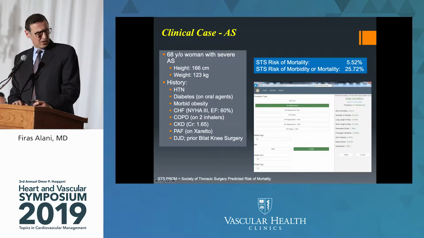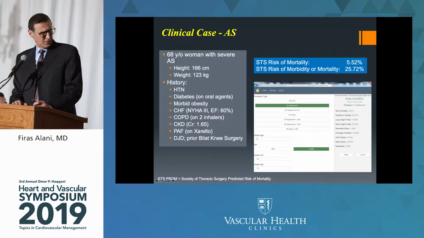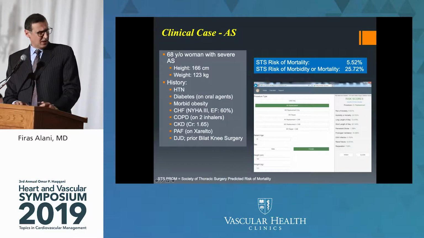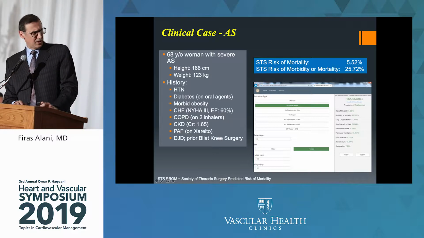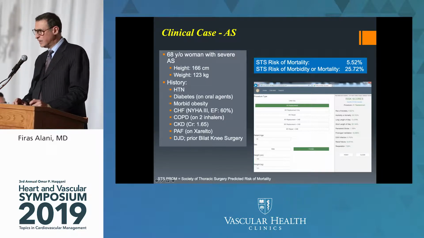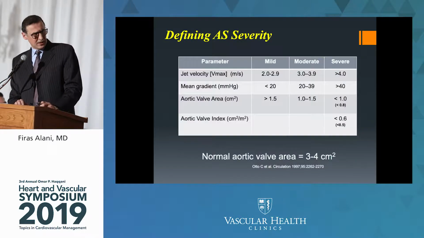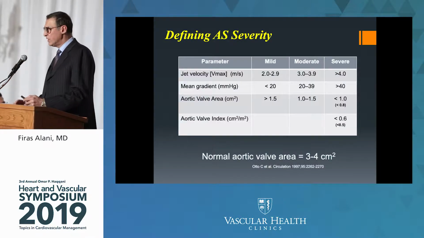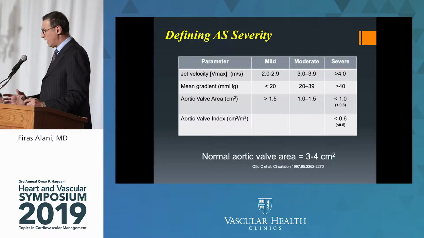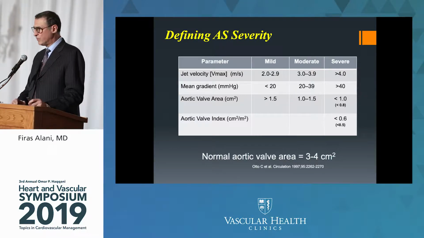When we deal with aortic stenosis patients, this is one of my patients, a 68-year-old female with severe AS. You can see the height and the weight. Past medical history is significant for hypertension, diabetes, morbid obesity, congestive heart failure, the whole laundry list of what we see in these patients. We normally calculate their score based on the Society of Thoracic Surgeons, a number that we give these patients to determine if they are at low risk, intermediate risk, or high risk, which then determines the mode of therapy for their aortic valve, whether surgical or percutaneous.